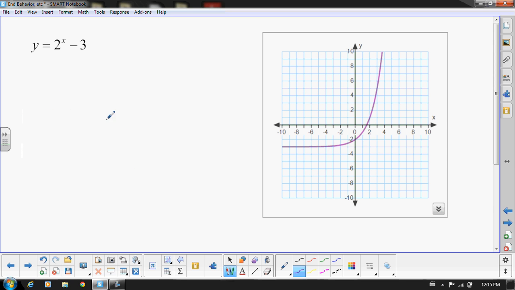Now the last example we're going to look at is an exponential function. When I look at the graph of this exponential function, I am aware that there's an asymptote. The asymptote is at y equals negative 3. It's hard to draw a straight line, but this here is the asymptote.